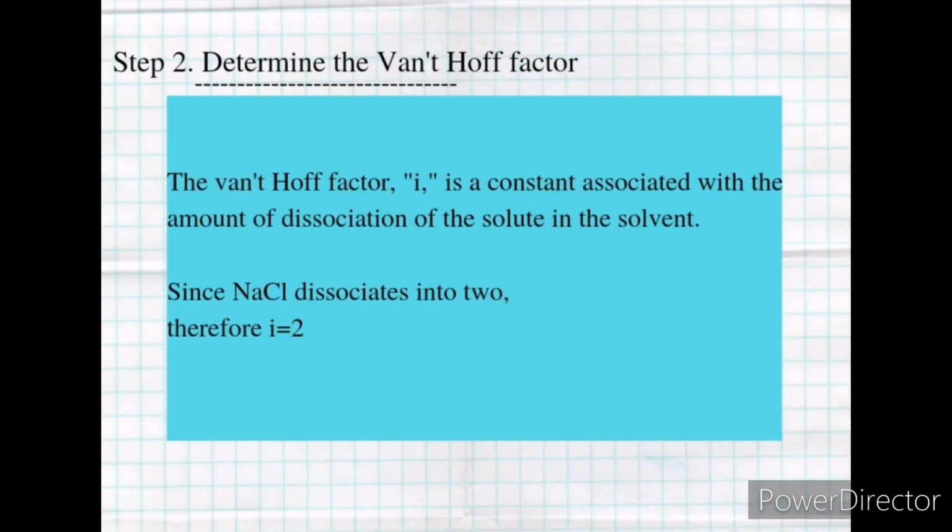Step 2 is determining the Van 't Hoff factor. The Van 't Hoff factor is a constant associated with the amount of dissociation of the solute in the solvent. Since sodium chloride dissociates into sodium and chlorine ions, it would only dissociate into 2. Therefore, i equals 2.